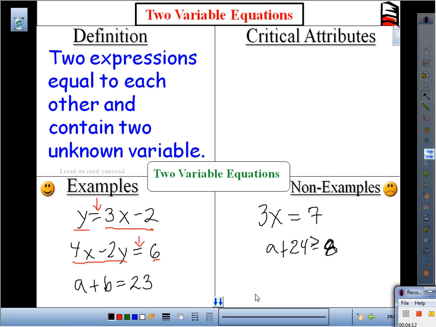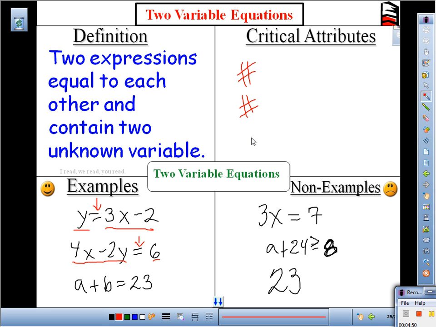All right, let me give you one that's going to take you over the top. Ready? Bam. 23. Tell your neighbor the name of that one. It's an expression. Expression. All right.